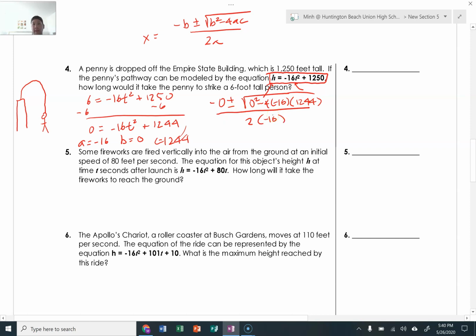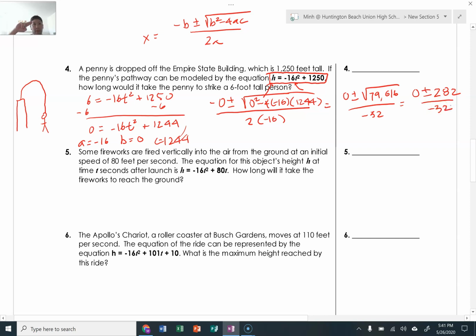Now, simplifying this, that's going to be 0 plus minus, and if you put that into the calculator, it's going to spit out a giant number. So my radical is going to be 79,616 over negative 32. Again, put into your calculator, I have 0 plus minus, and the square root of 79,616 is actually 282, over negative 32.